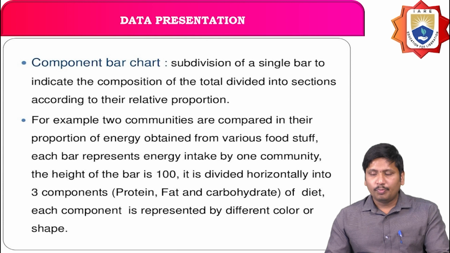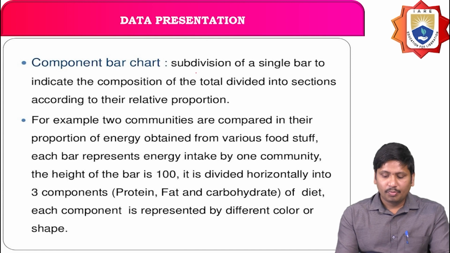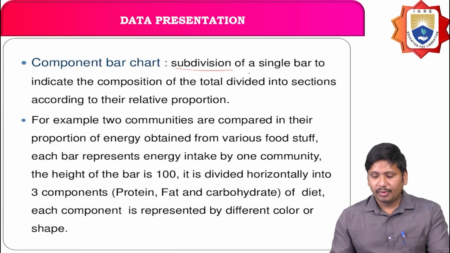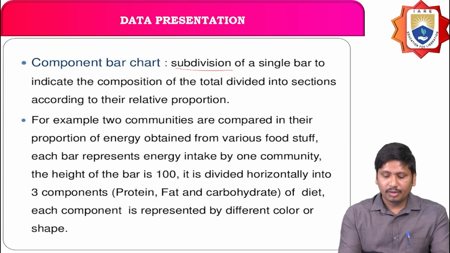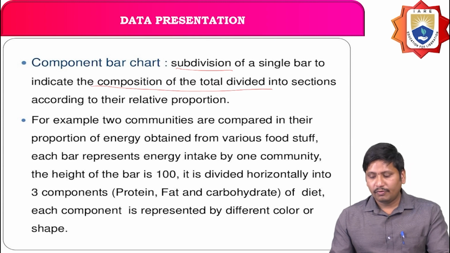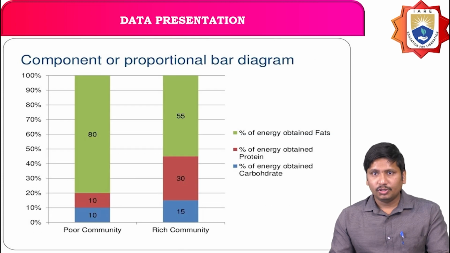And the next one is the component bar diagram. The component bar chart is represented by making use of subdivisions of a single bar, which can also indicate the composition of the total divided into sections according to their relative proportion. Let me show the diagram first. So this is the component or proportional bar diagram.